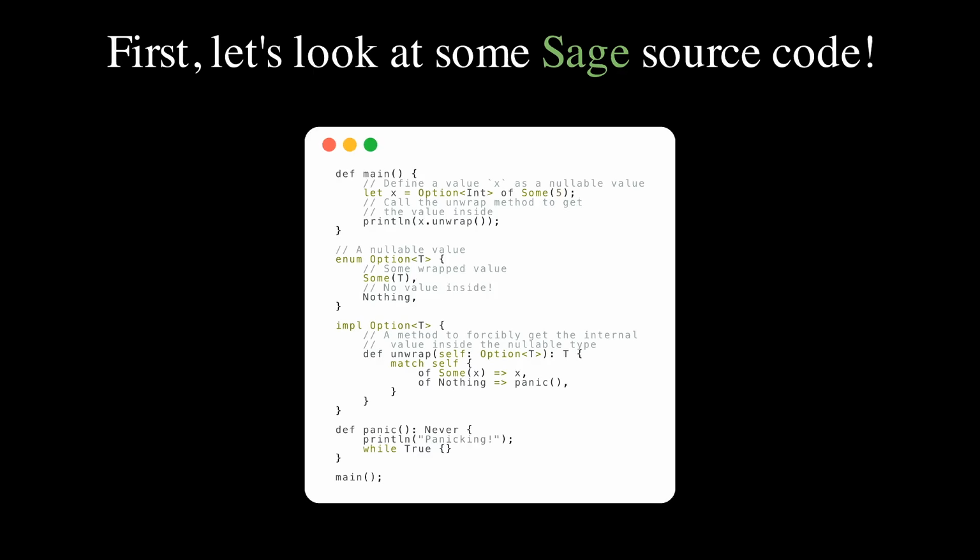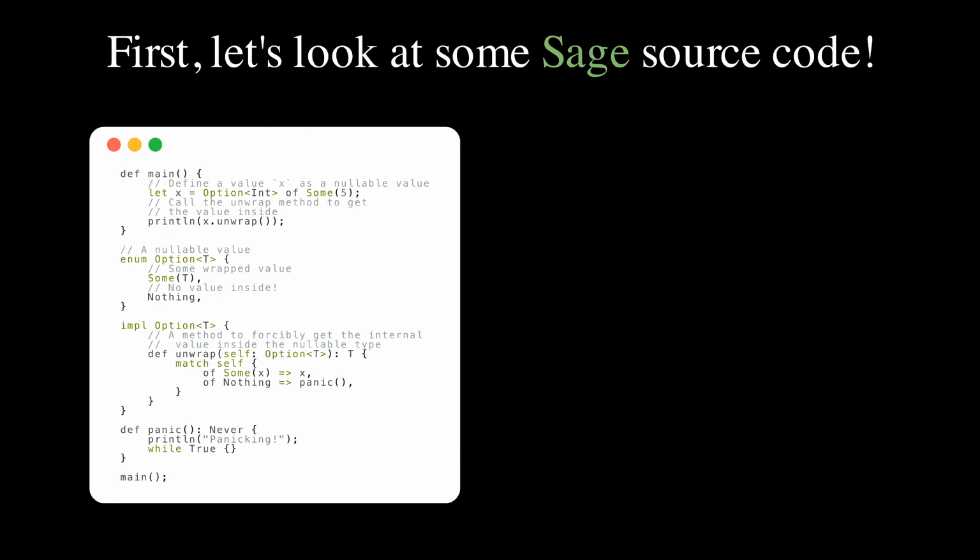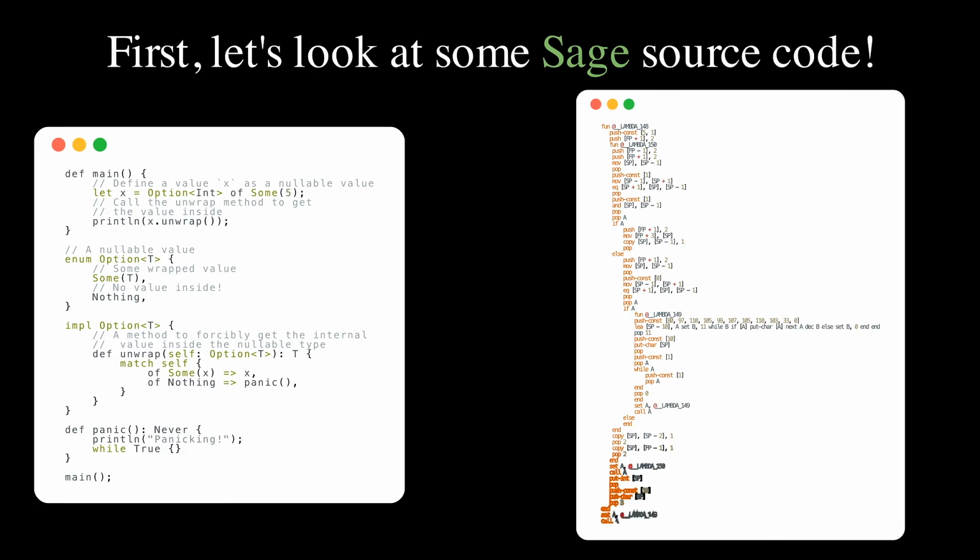Wow, that's some abstract code. Here we show a program that implements a simple nullable type named option with an unwrap method that throws an error if the value is nothing, or else retrieves the value inside. We use this in our main function to define an option that contains a number 5, and then unwrap it and print the value. On the right, we can see the corresponding Sage IR that's generated for the program. It's more verbose than our input program, but it's so much easier to understand than the Sage VM code.